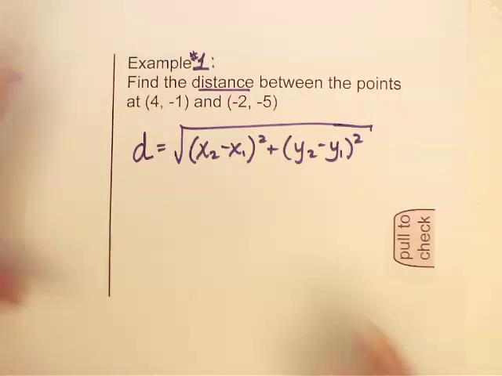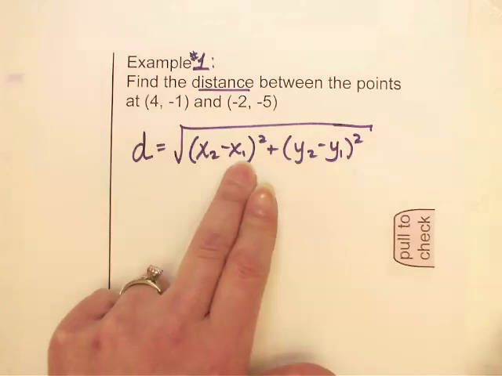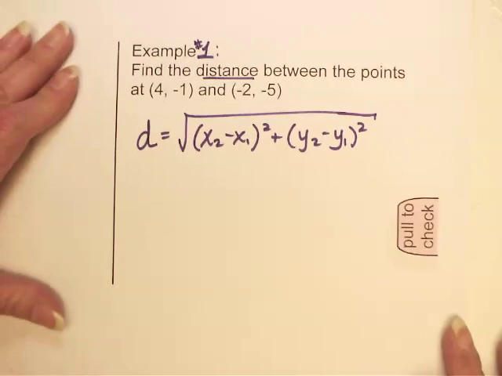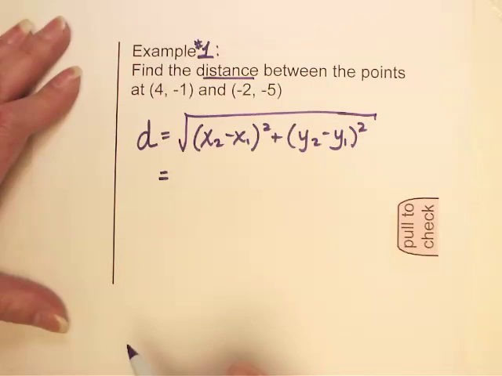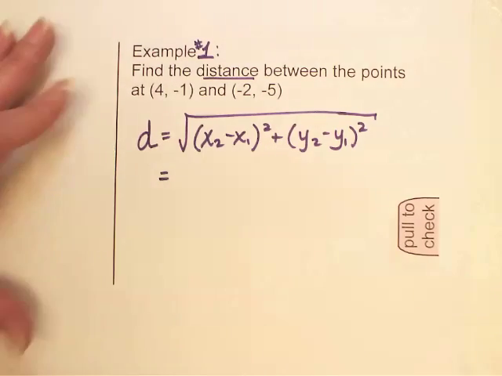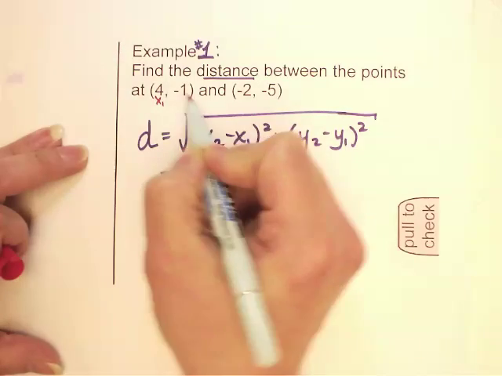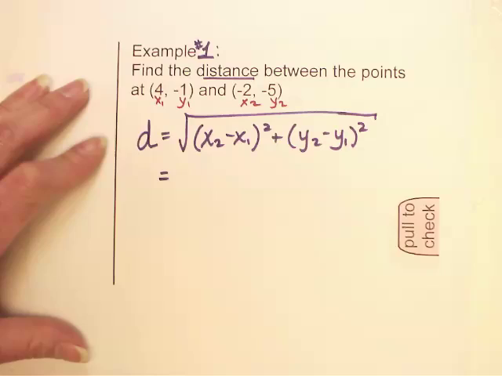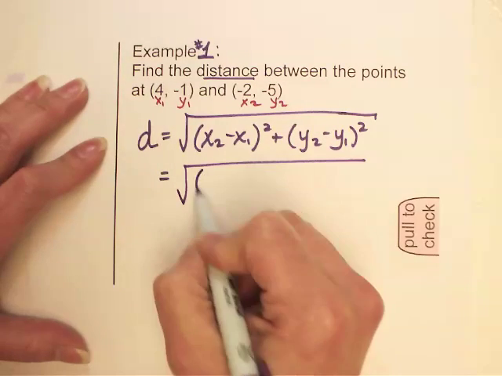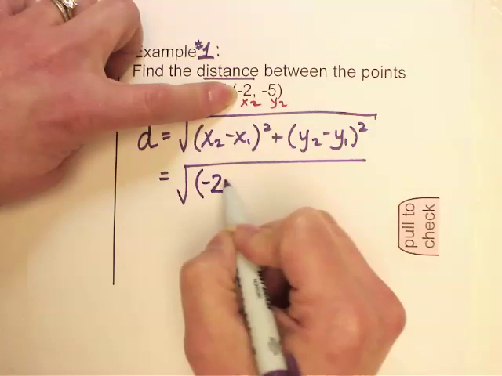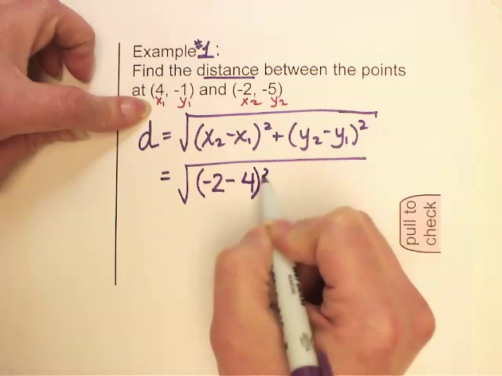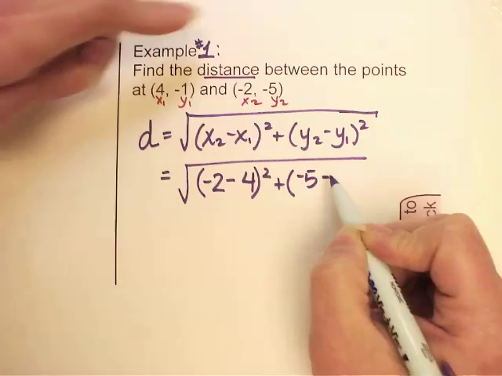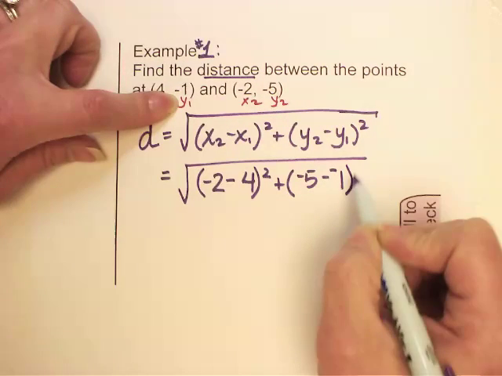Now keep in mind it could be reversed. We talked about that. It could be x sub 1 minus x sub 2, y sub 1 minus y sub 2. It'll come out the same. So now I'm going to go ahead and replace it, keeping in mind that before I replace it, I'm going to label this as my x sub 1, y sub 1, x sub 2, y sub 2. Now I'm going to replace it. So I get the square root of x sub 2, -2, minus x sub 1, 4, squared, plus y sub 2, which is -5, minus a -1 quantity squared.